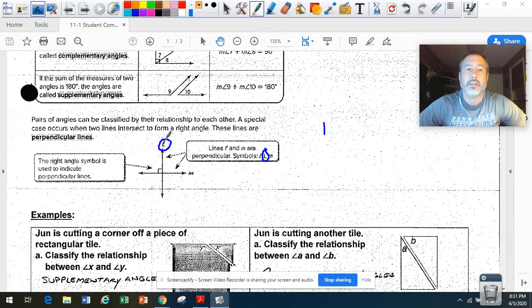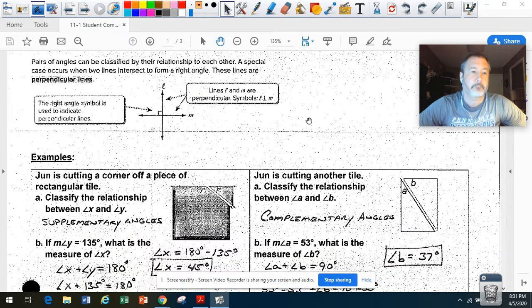So typically when we're dealing with lines, they are in some type of a script, okay? So this is a cursive L, a cursive M. So that's how we identify our lines. So if we look here, if we're saying line M is perpendicular, we use the upside down T, to line M, which means all the angles are 90 degrees. So let's move on down here.